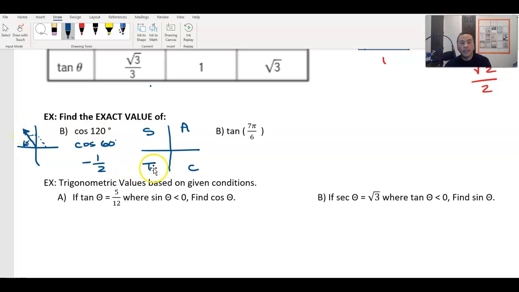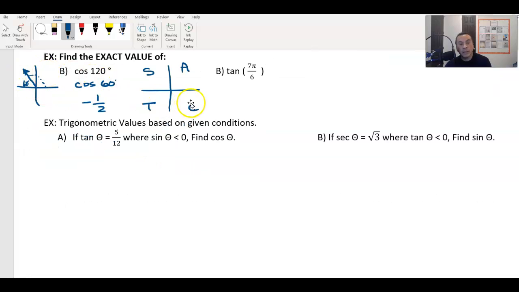If the angle ends up in the third quadrant, well, that is the tangent quadrant. If an angle ends up in the fourth quadrant right here, that is the cosine quadrant. That is where, if I'm asking you for cosine, then the cosine is positive. By the way, if I'm asking you for cosine, then the secant, which is the same numbers but flipped over, would also be positive.